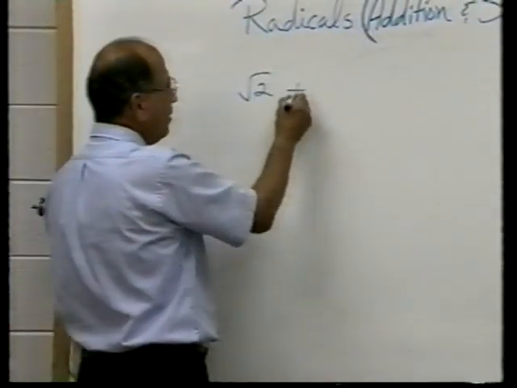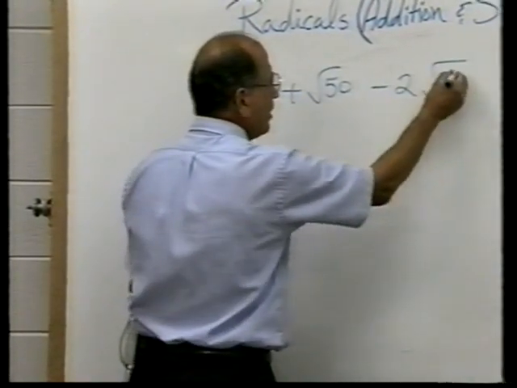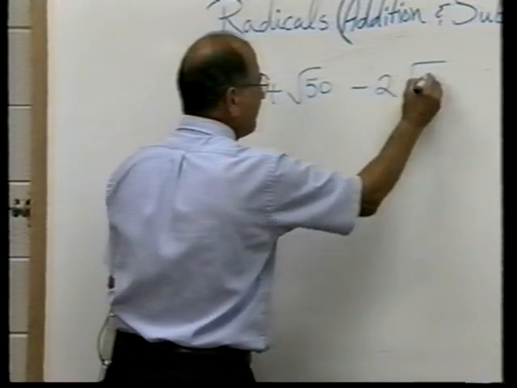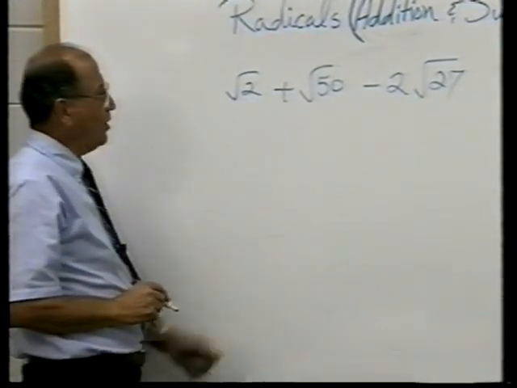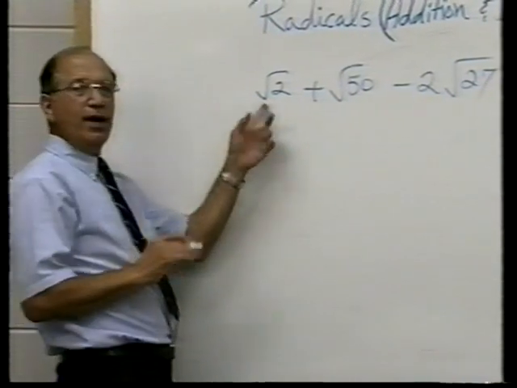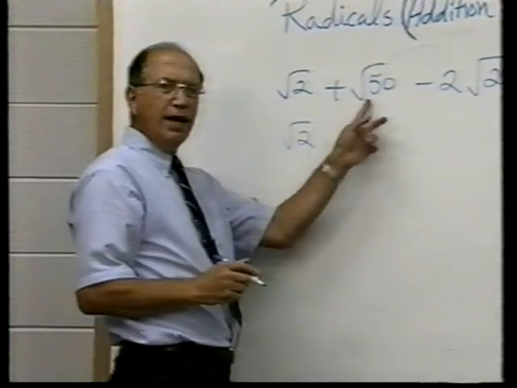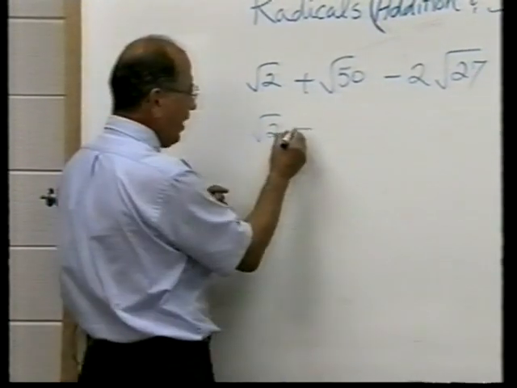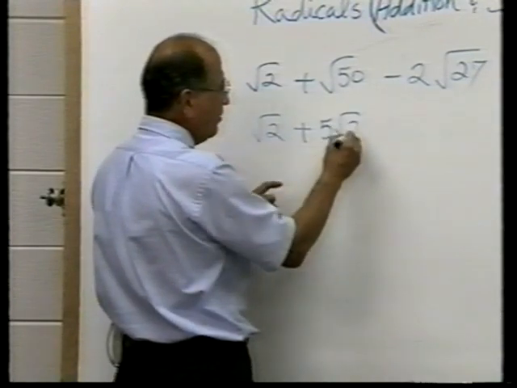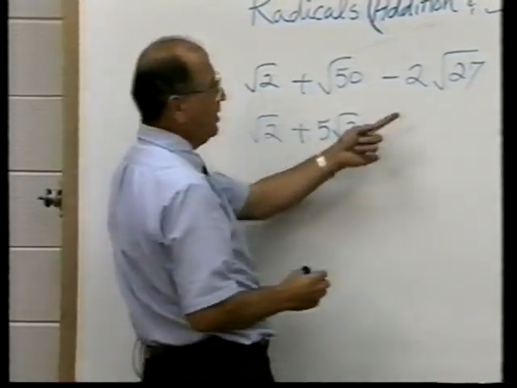Another example. Radical 2 plus radical 50 minus 2 radical 27. How are we going to work this problem? Well, radical 2, we don't have to simplify it. It's already in simplest form. But radical 50 is made out of 25 times 2, and the square root of 25 is 5. So that'll be 5 radical 2, you see? Radical 50 is 5 radical 2.